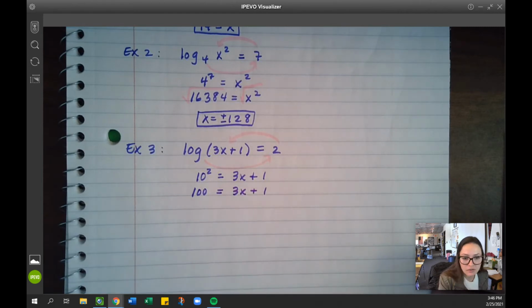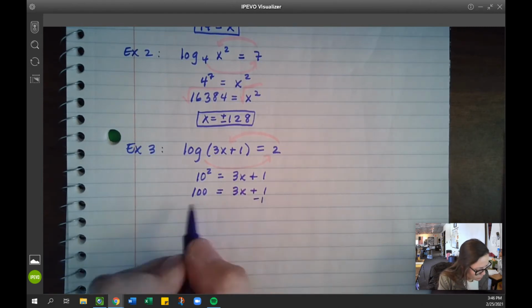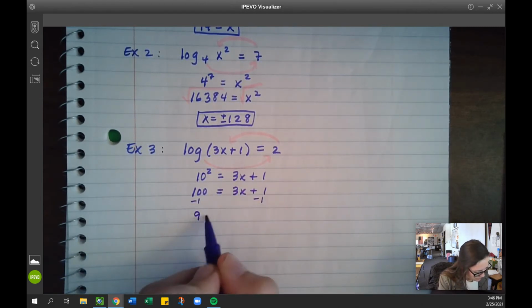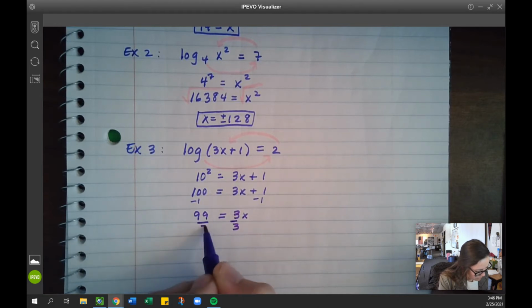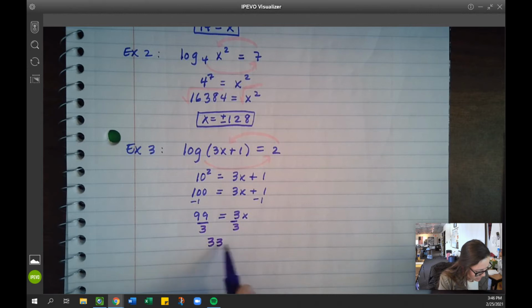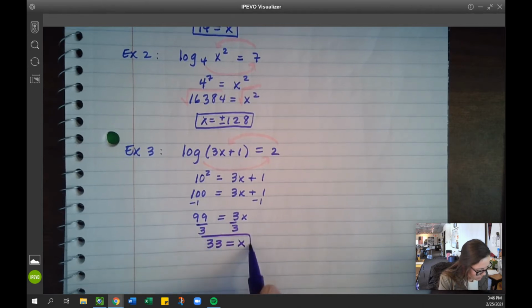And now I can solve for x from here. Subtract 1 from both sides. And then divide by 3. So x equals 33.